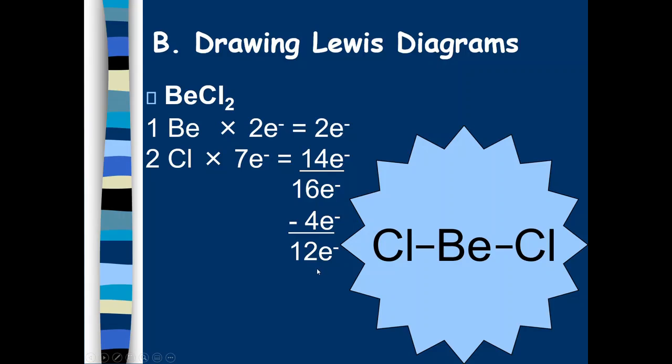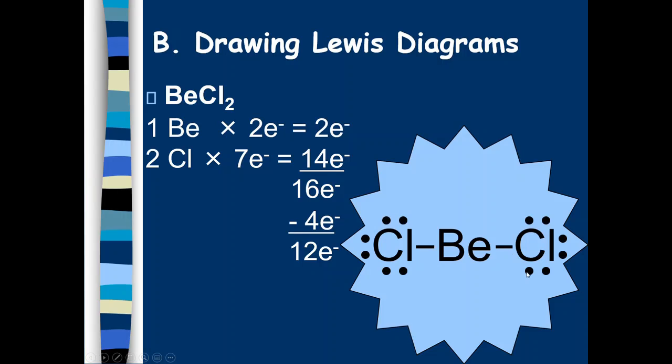I'm now going to distribute my remaining electrons to give each atom an octet, except for hydrogen, beryllium, and boron. I do have beryllium here, and I need to remember that beryllium only bonds to achieve 4 valence electrons. 1, 2, 3, 4. Beryllium already has the 4 electrons I expect it to have, so my remaining 12 electrons must go around the 2 chlorine atoms.